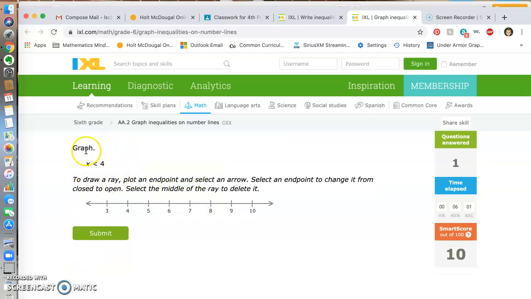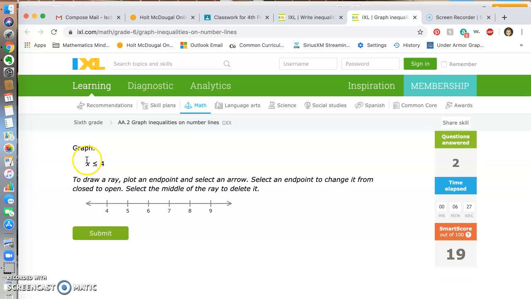Here's another one. Again, read it out loud. It says X is less than 4. Just less than 4. So I'm going to go to 4. That's the easy part. And I need the less than symbol. Don't have the underline here, you don't have the or equal to. So I need to click so that I have the open circle. And then those are the numbers that are less than 4. So it's really important now that you know your signs.